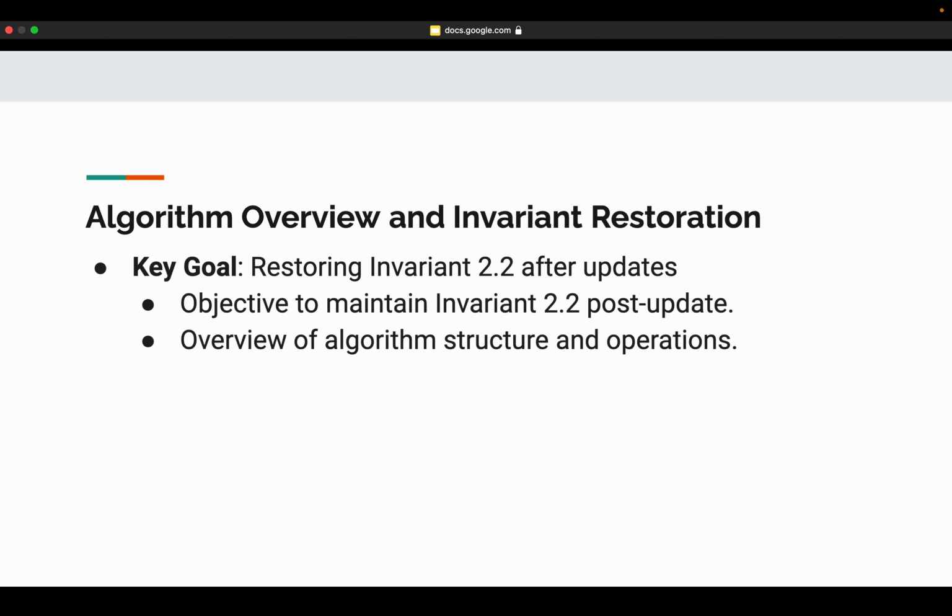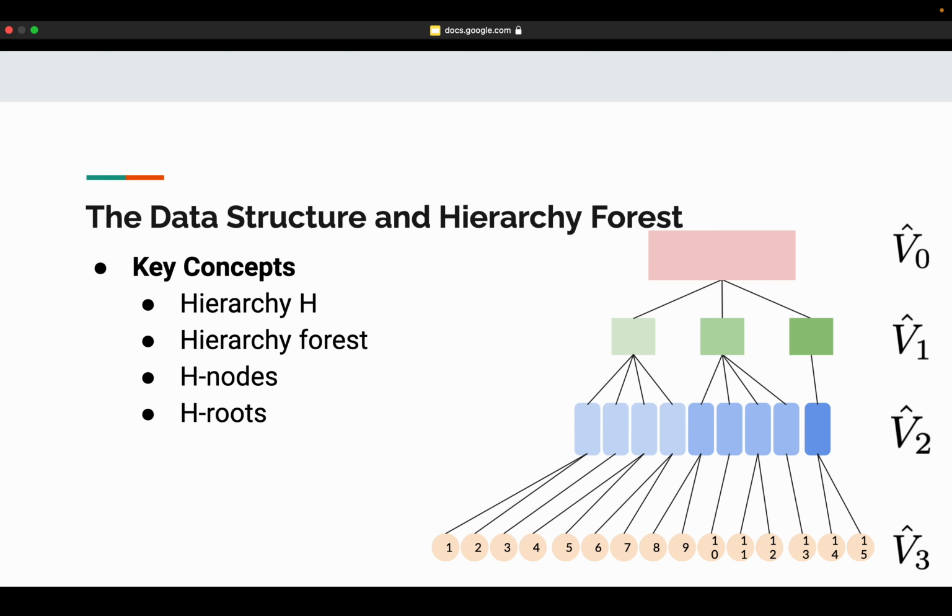After each update operation, the invariant is crucial for maintaining the structure and efficiency of the dynamic connectivity data structure. In the following sections, we will outline the key components of the algorithm and the primitive data structure operations that support it, as detailed in the following slides.